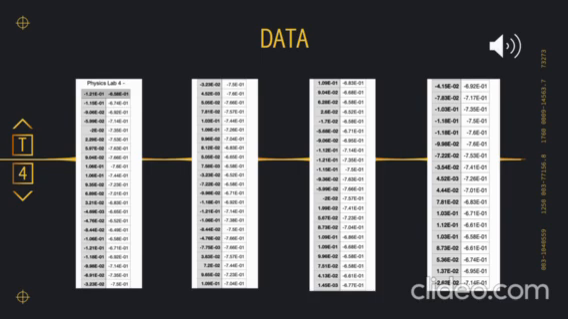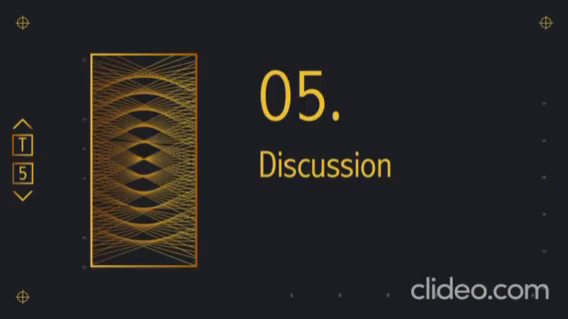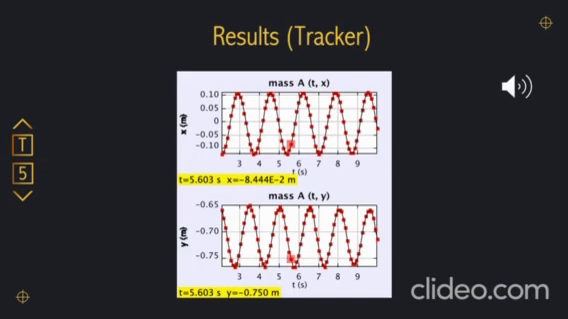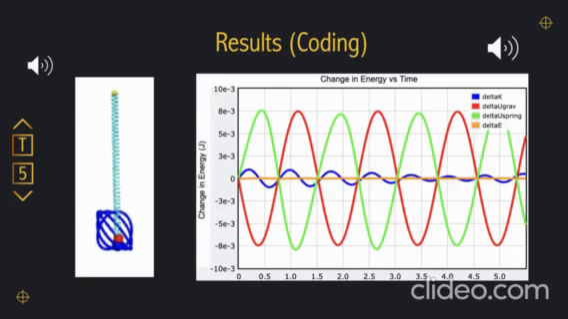Here's the data that we obtained from Tracker. Here are the results we got from Tracker. These results compare the x versus y motion through the observed motion. Here are the beginning results of our coding. The first image shows the motion of the mass attached to the spring.